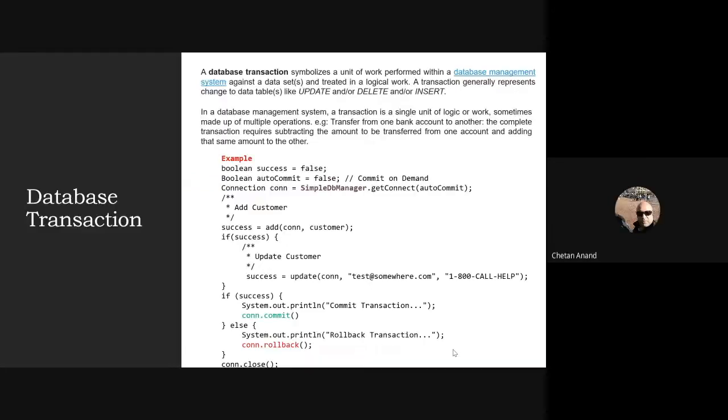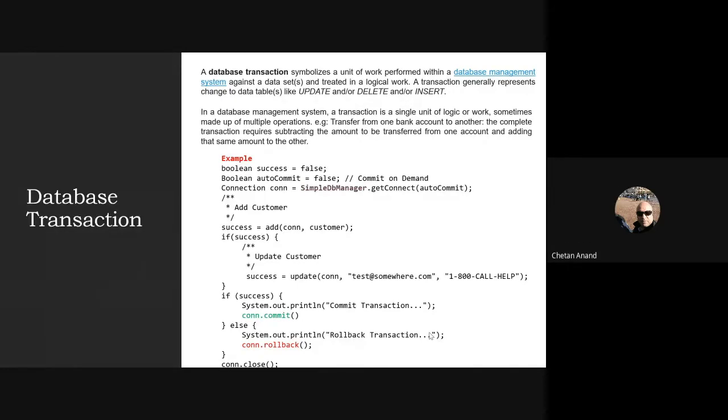Okay. Now I'm going to introduce something called database transaction. What do you mean by transaction? A database transaction is a unit of work performed within a database management system against a dataset. What do you mean by that? Meaning, in a single logical unit, you want to do an insert. In this case, I'm adding a customer and updating the same customer with something.